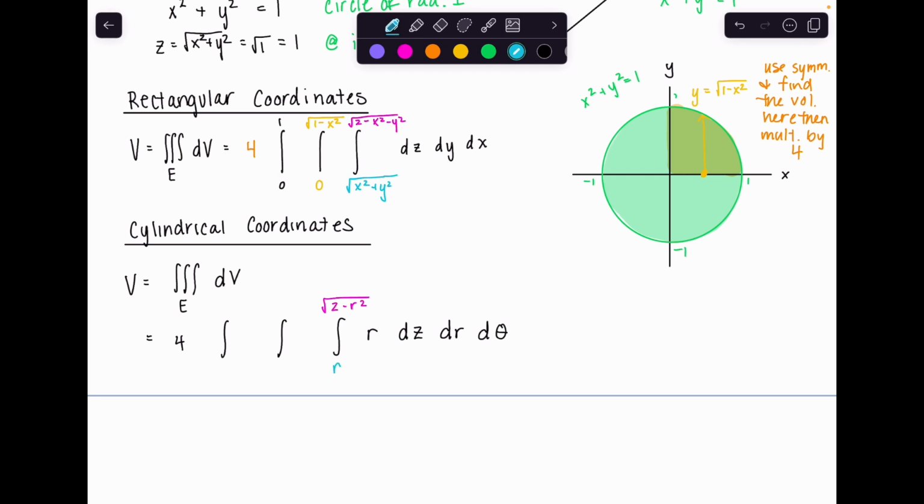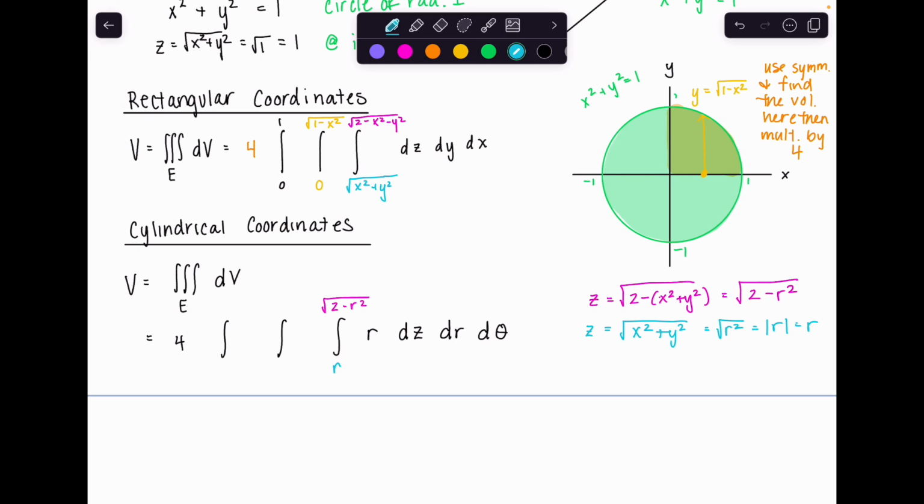Okay. To show this off to the side, we've got this upper bound as the square root of 2 minus x squared plus y squared, so it is 2 minus r squared. The lower bound is the square root of x squared plus y squared, which is the square root of r squared, which gives us the absolute value of r. But again, we're always going to assume this radius is positive.